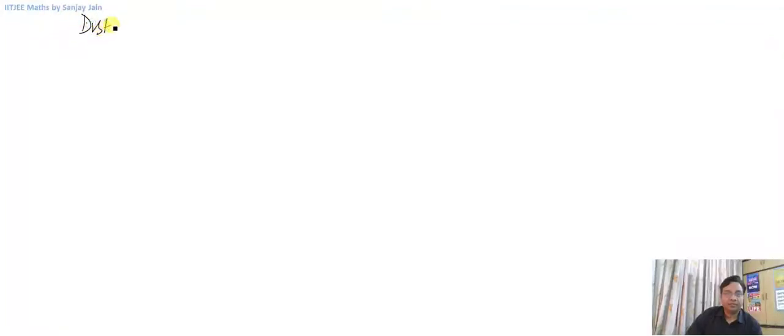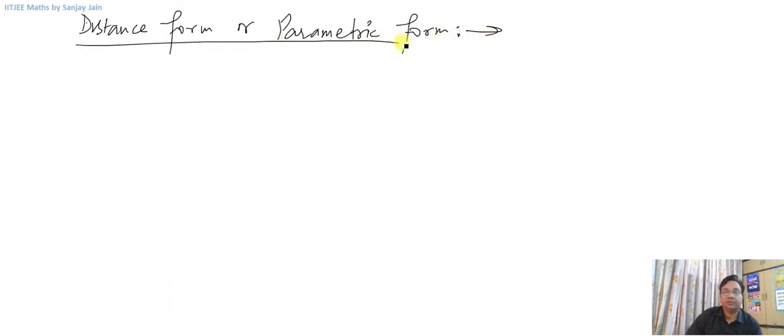Let us talk about the distance form of a line. Distance form, or in other words, parametric form. This is a very interesting concept which will make problem solving very easy in a lot of problems.